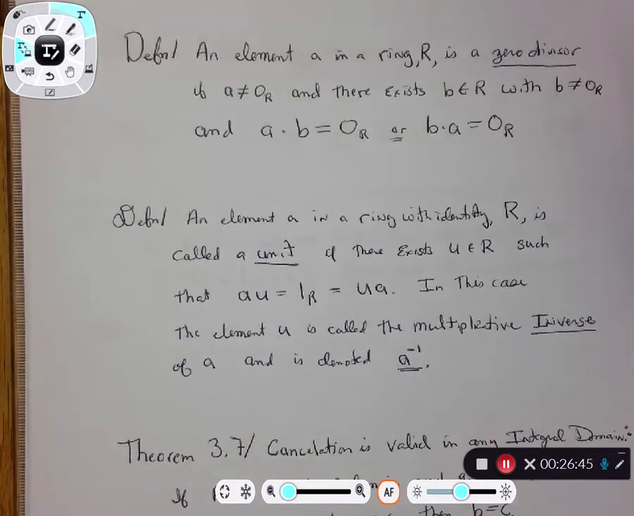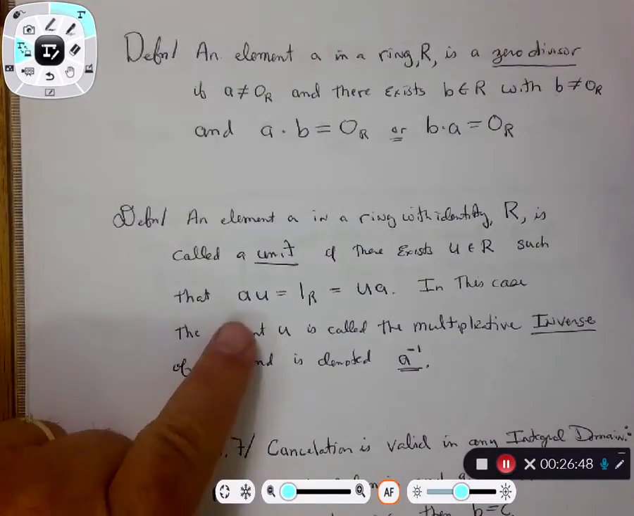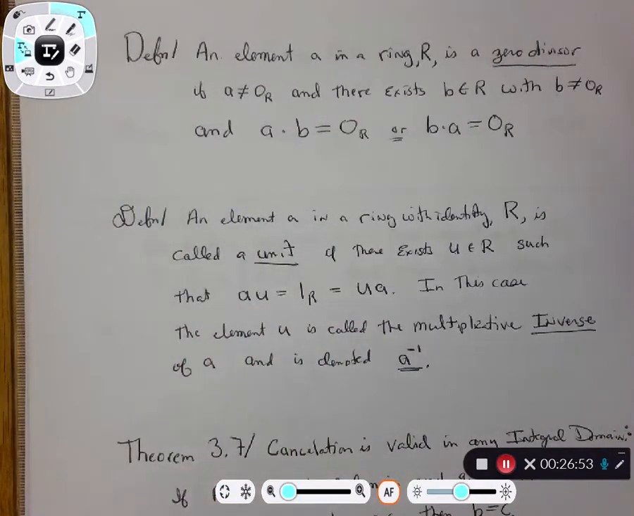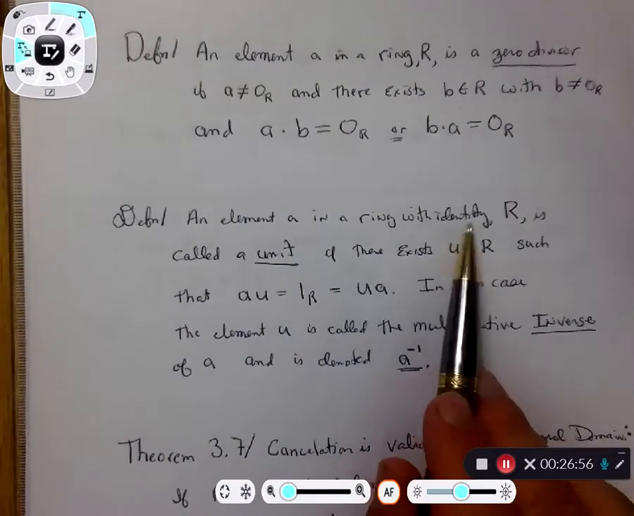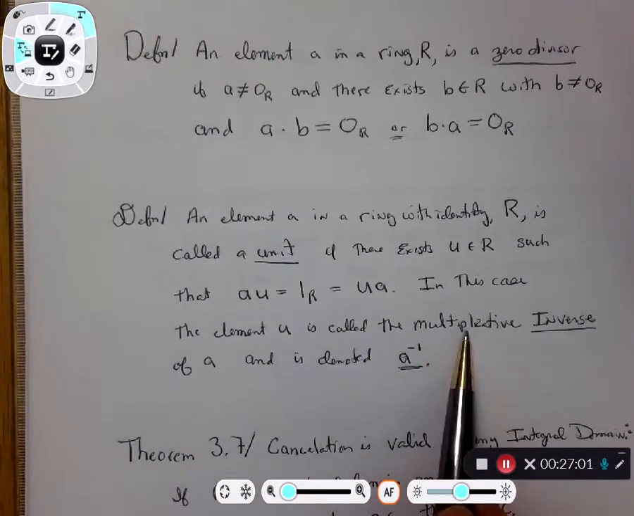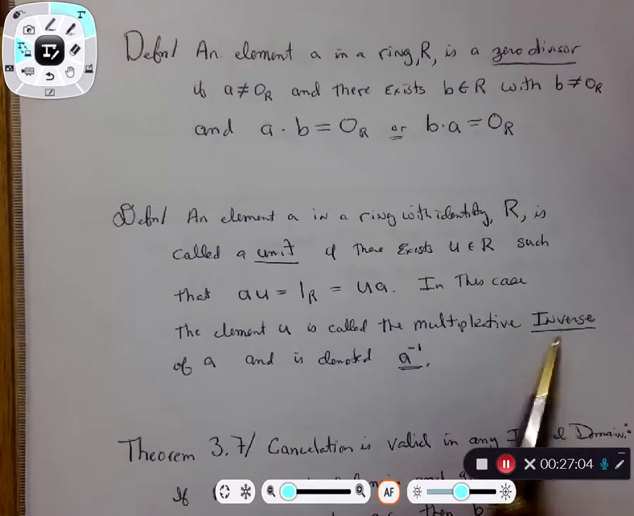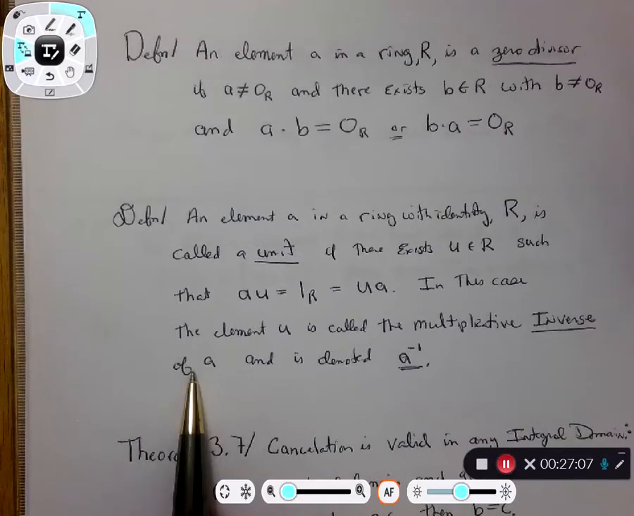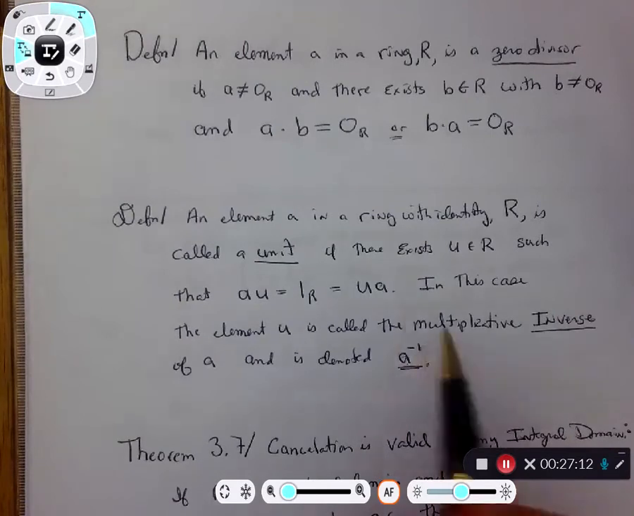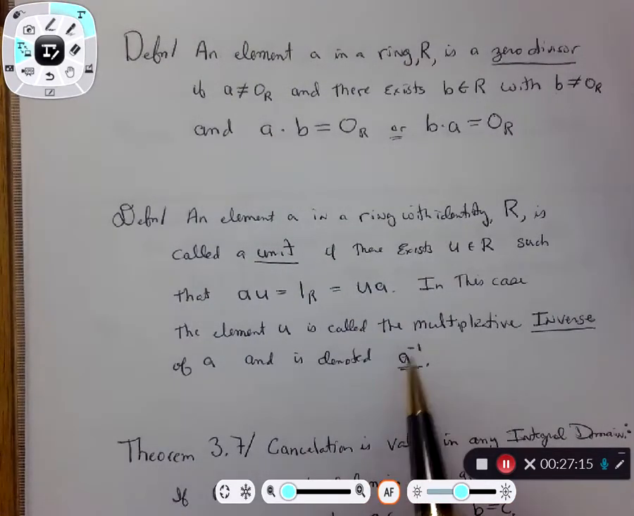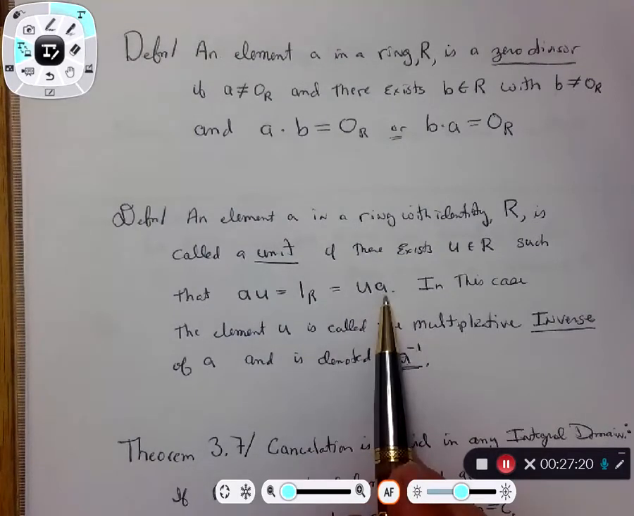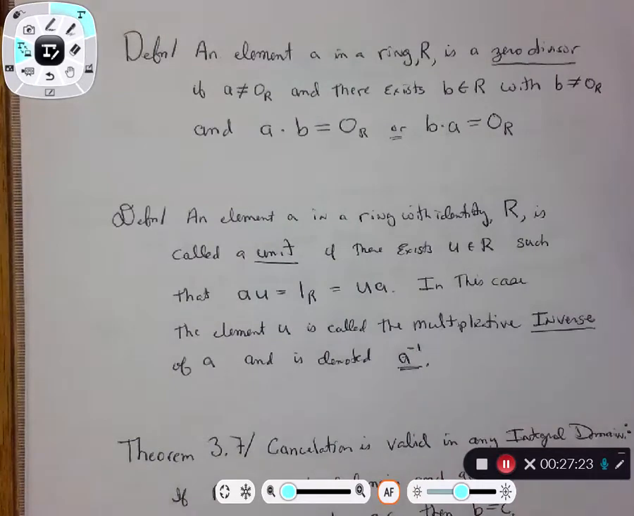That's a nice property of units. It doesn't matter what side you put it on, AU or UA, it's still going to cancel and give you the 1 element. Because remember, we have a ring with identity, so the 1 element is inside that ring. In this case, the element U is called the multiplicative inverse, sometimes just called the inverse, of A, and it's denoted by A with that little -1, that classic A inverse. Typically we can call it U if you want to, but A inverse times A equals A times A inverse, which gives you 1.